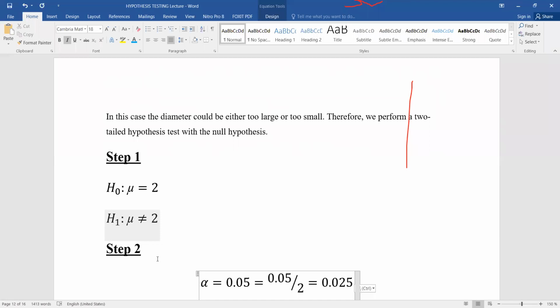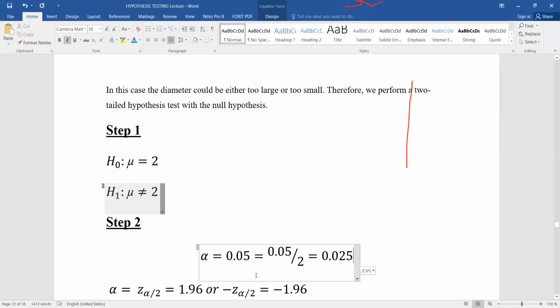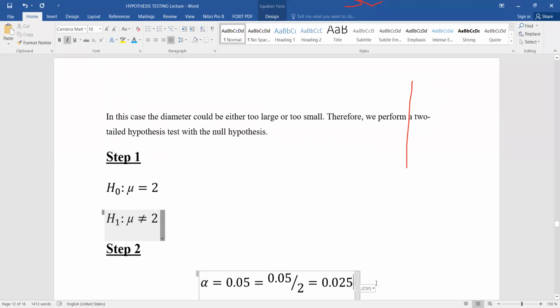So we divide it into 2. And when we divide these things into 2, we shall have 0.025.